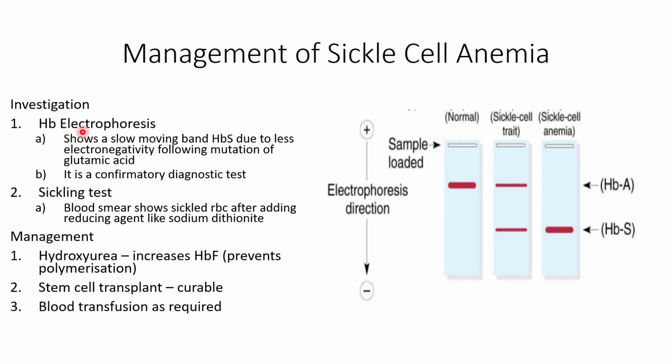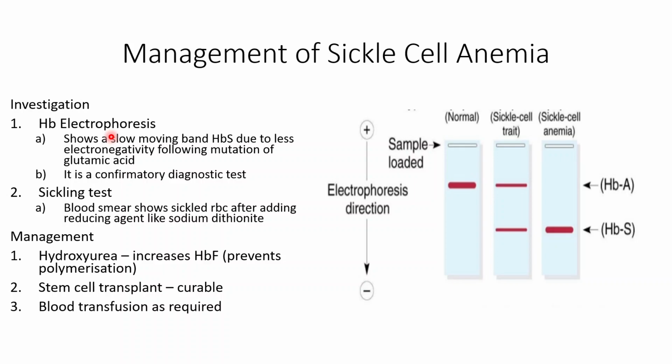So first, what is electrophoresis? Electrophoresis, as the name suggests, electro means electricity and phoresis is movement. So movement under electricity. Now what can move under electricity? Something which is already having a charge, then only it will move under an electric field. So hemoglobin has an electric charge, so it moves under an electric field.